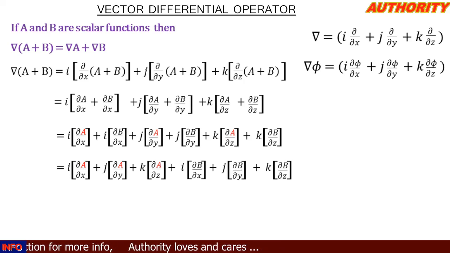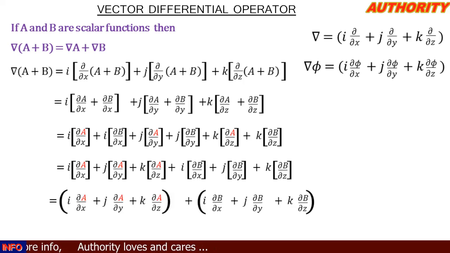Now, looking at this, we see that we have I, J, K, and then we also have another I, J, K. Permit us to put each in a bracket. So we have the partial derivative of A with respect to x, y, z on the components I, J, K, and in the second bracket, the partial derivative of B with respect to x, y, z on I, J, K components. Going with the definition, the first bracket is actually the gradient of A, and the second bracket is the gradient of B.